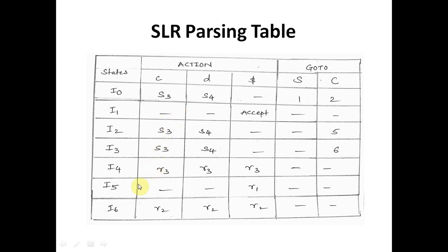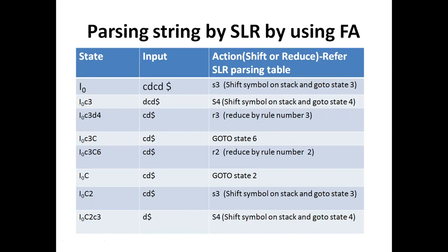I am repeating, suppose you are in the fifth state at the time of parsing and it receives C, then the blank is there, so such a combination should not occur. That means that particular string is not valid for that given CFG. That way it can be declared. So all the blank entries are marked as error entries. Dashes are nothing but errors.